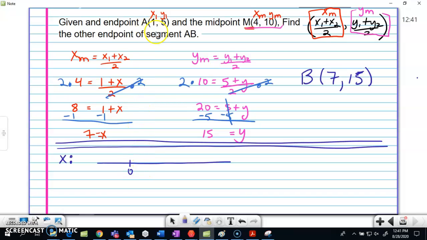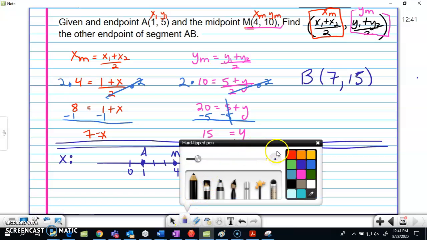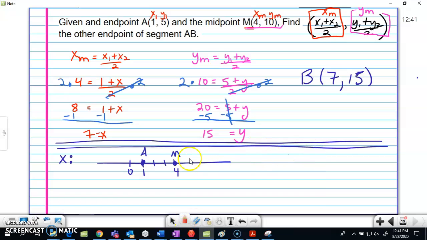So the first endpoint was A, and I'm looking only at the x coordinate right now. So point A for the x coordinate was just 1. Okay, so there's where my point A is at 1. For the midpoint, the x coordinate was 4. So what I do now to find the other endpoint is I remember what the definition of midpoint is. I know that the midpoint is halfway between the two endpoints. So if I look here, I can see that there are 3 units between point A and the midpoint. That means to get to the other endpoint, there has to be 3 more units.